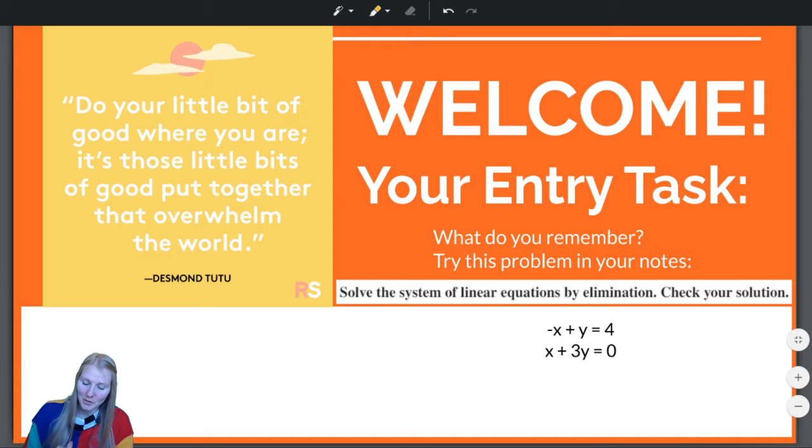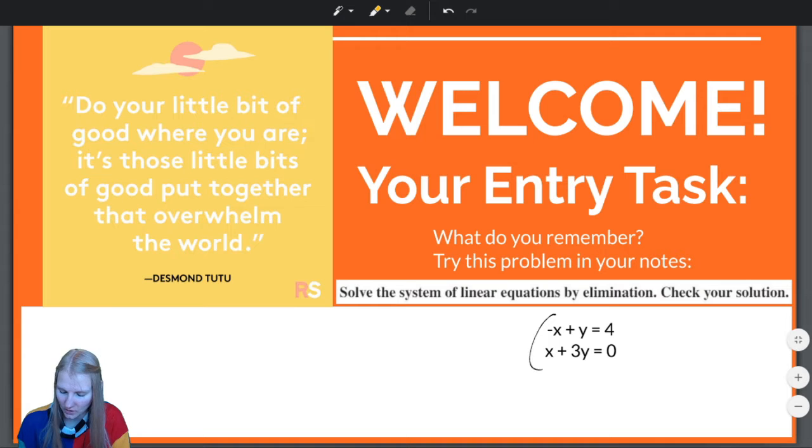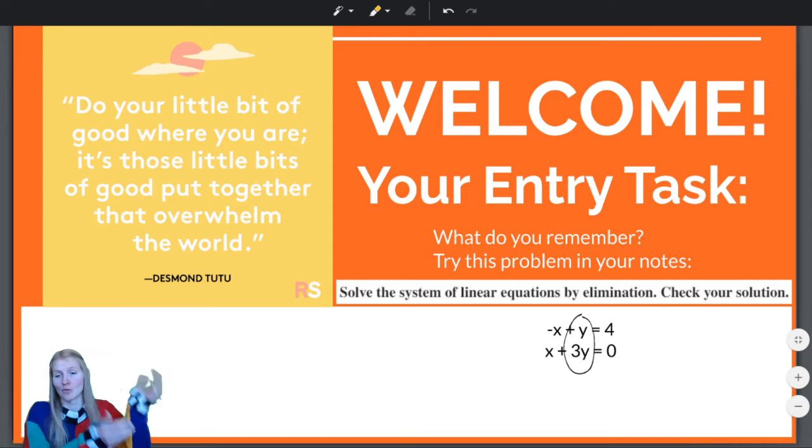Okay, so we want to solve the system of linear equations by elimination, which means that we want to look at our x terms and our y terms. What I notice is that when I look at my x terms, the coefficients are opposites. I have negative x and positive x. So those could easily cancel out if I were to add. When I look at my y terms, they don't have the same coefficient. They don't have opposite coefficients. I have positive y and positive 3y. Not much I can do there.